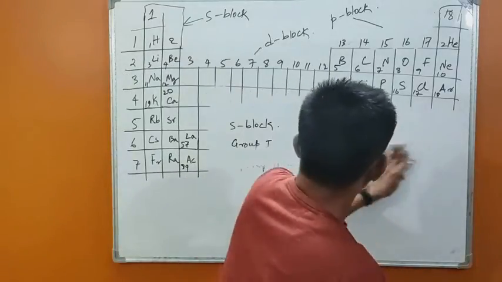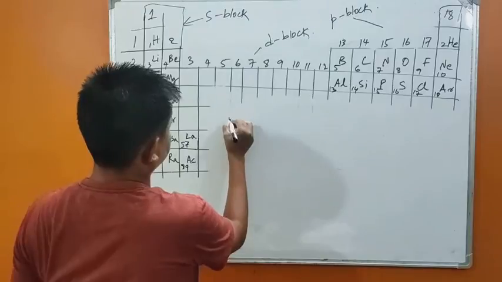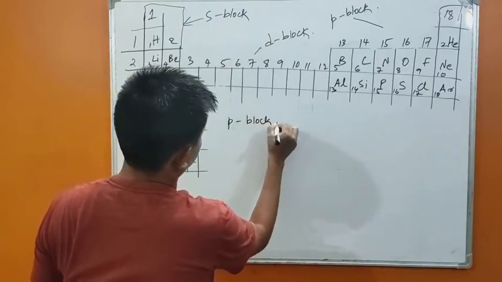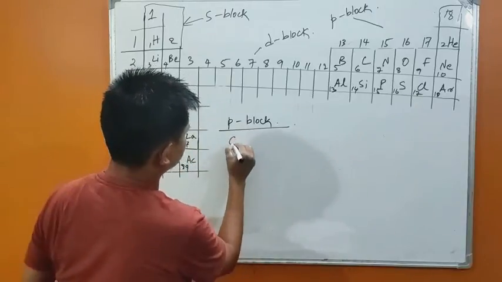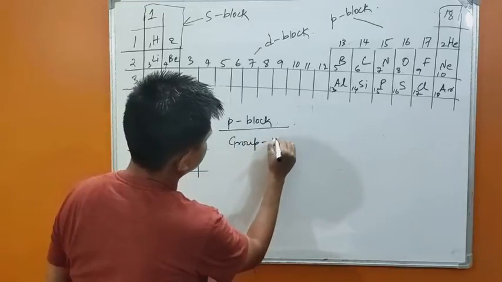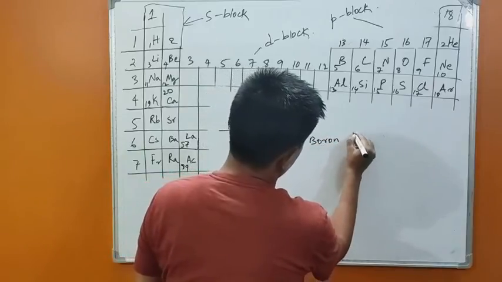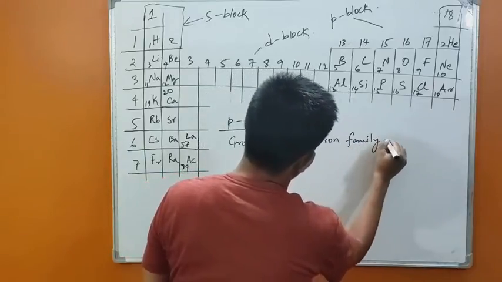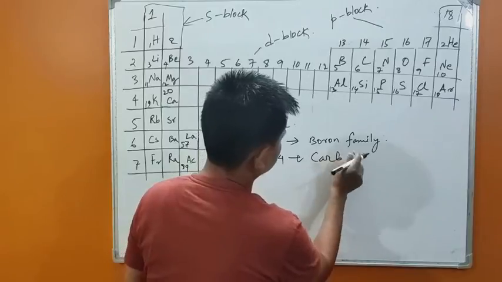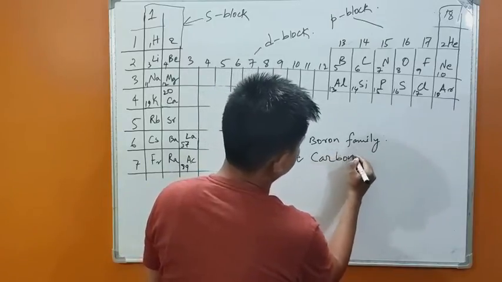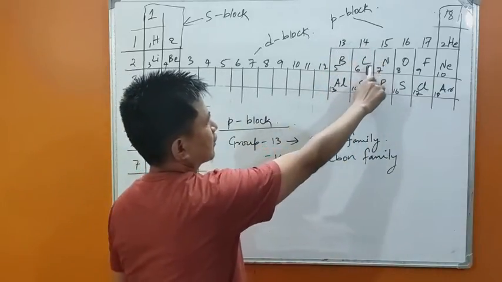Let me erase this. P block elements. Group 13 are called boron family. Group 14 are called carbon family. Okay, carbon family. Group 13 are called boron family. Group 14 are called carbon family.